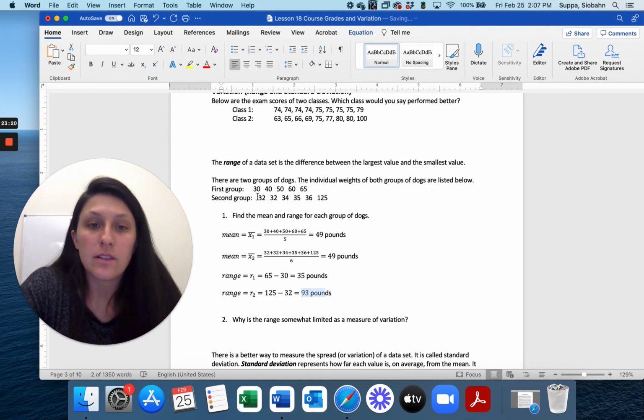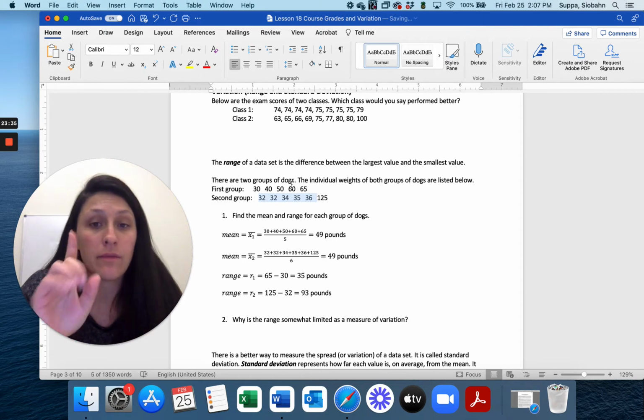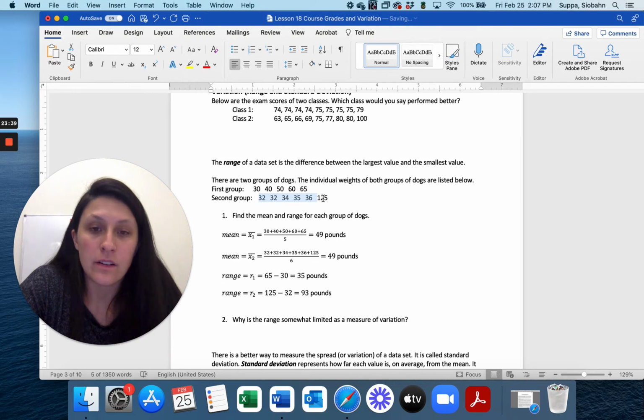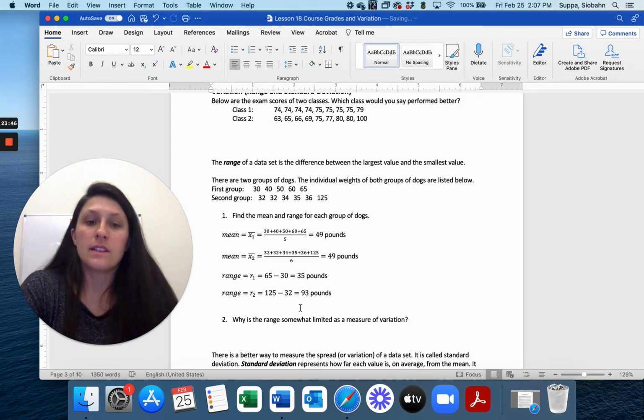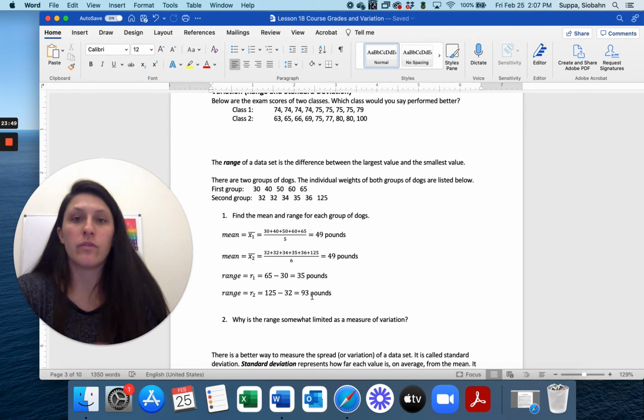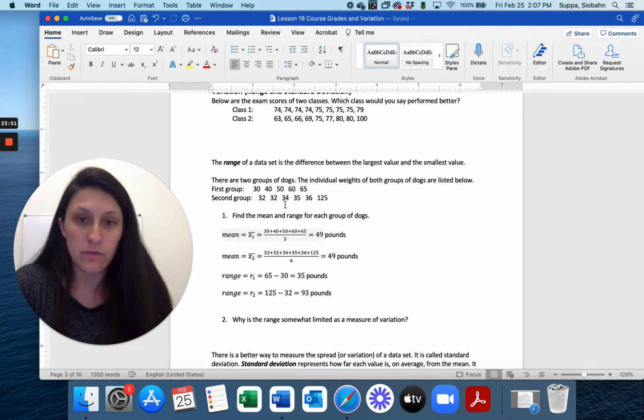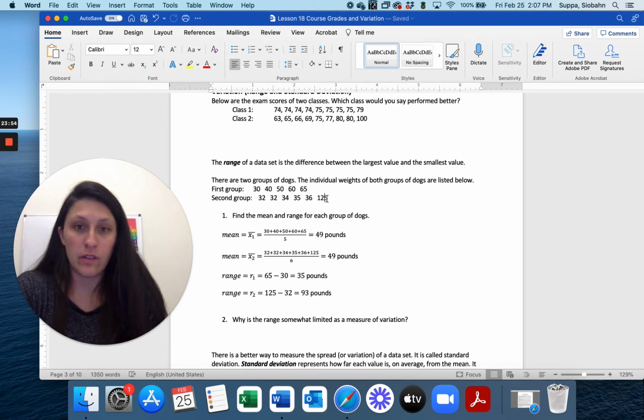And if you actually look at the groups of dogs, it looks to me like the second group of dogs has a more consistent weight, except for the 125. These have a more consistent weight. They're closer together than the first group, except for the 125. So what happens is that the outlier of 125 throws off the range the same way that it throws off the mean. And it ends up looking like the second group is much more varied in the weights of dogs when really they're not. It's just one dog is very big.